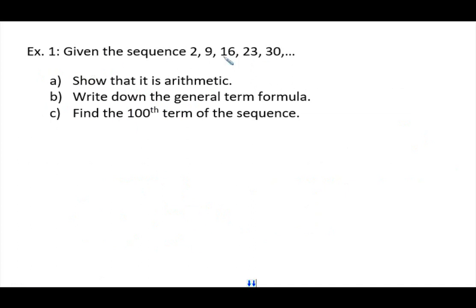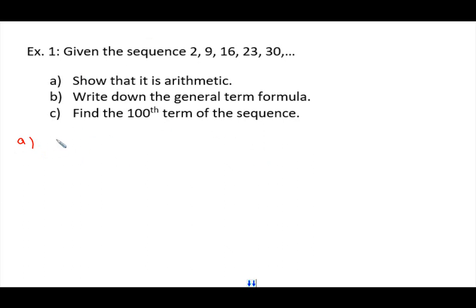So given this sequence, part A says, show that it is arithmetic, right? So how do we show that this sequence is arithmetic? If we could show that there's a common difference, that will prove that it's arithmetic. So how do we find the common difference or try and show for it?